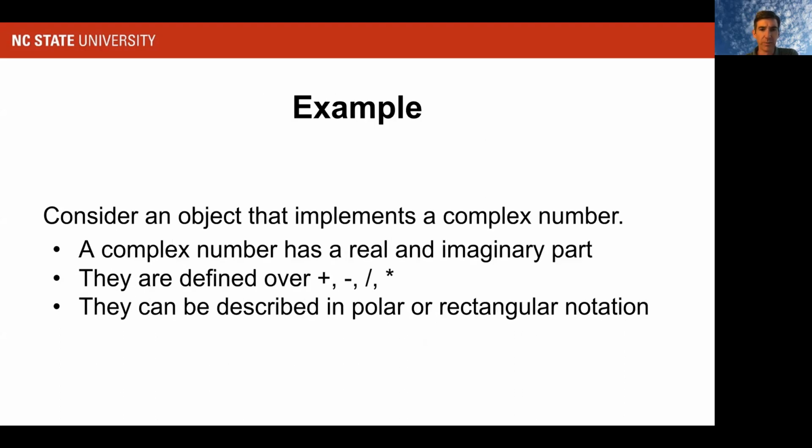Okay, so let's consider an object that implements a complex number. We know that a complex number has a real and imaginary part. And we also know that they are defined over operations like addition, subtraction, division, multiplication, maybe others. Also, there are multiple ways you could implement them. You could implement it in polar form or rectangular notation, and either implementation would be fine.